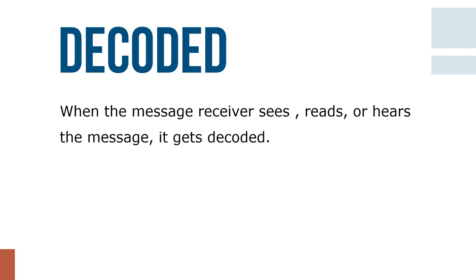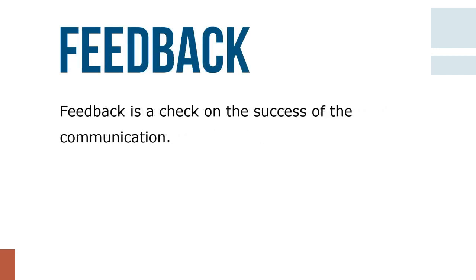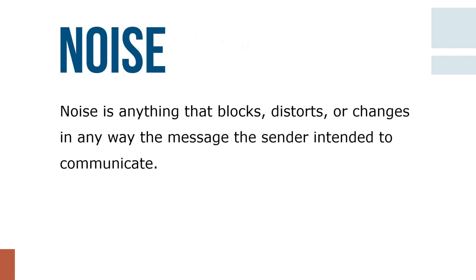The message receiver sends a new message back to the original sender, and the original sender assesses whether the receiver understood the original message as intended. Repeating or paraphrasing the original message, asking for clarification, and asking if your conclusions are correct are forms of feedback. Noise is anything that blocks, distorts, or changes in any way the message the sender intended to communicate.